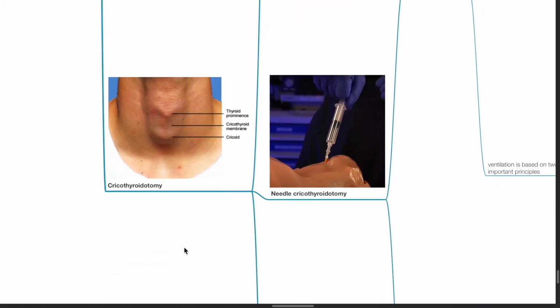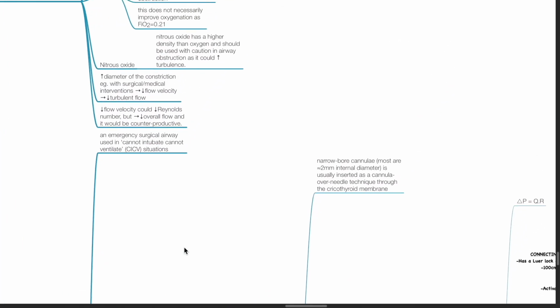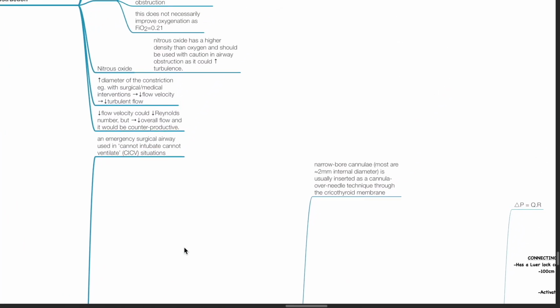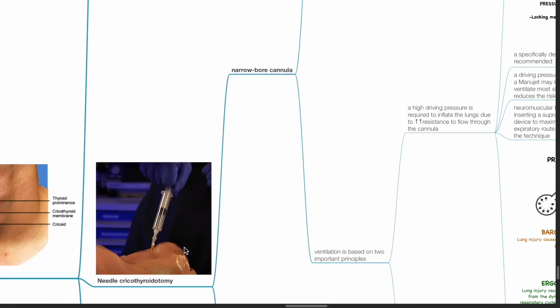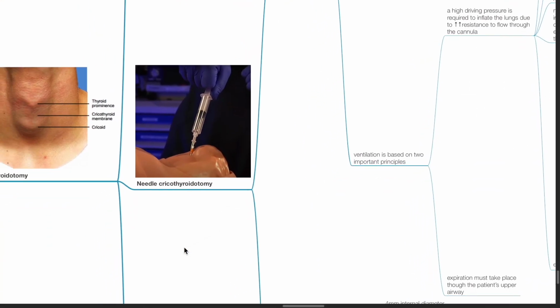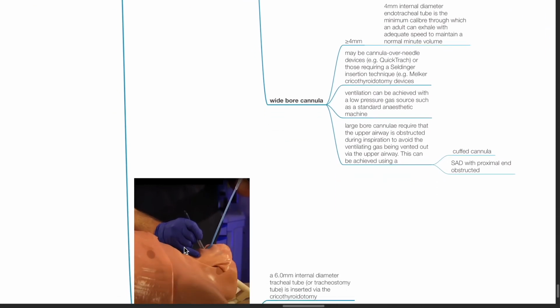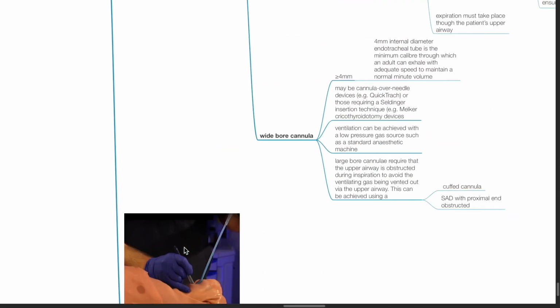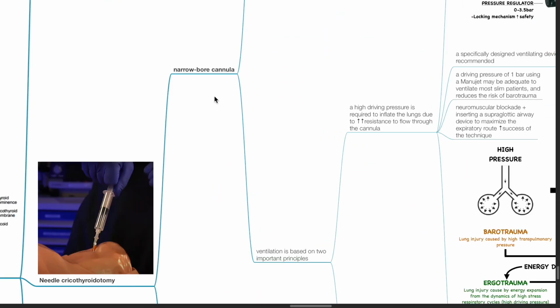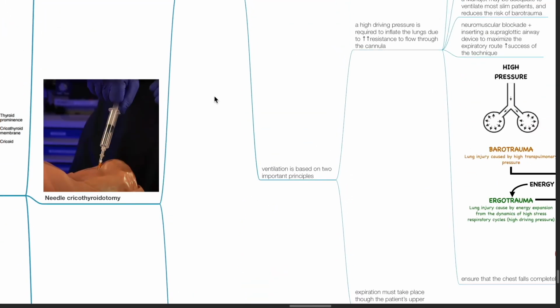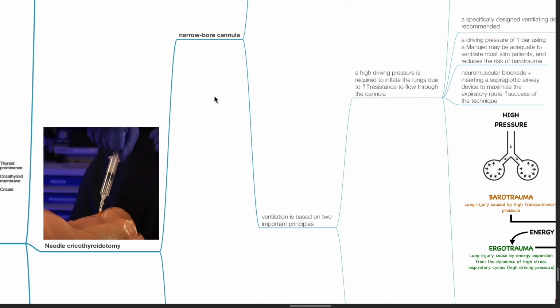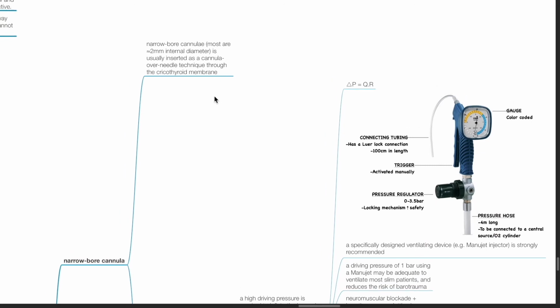Cricothyroidotomy. This is an emergency surgical airway used in cannot intubate, cannot ventilate situations. It could be needle cricothyroidotomy or surgical cricothyroidotomy. A narrow bore or wide bore cannula can be used during needle cricothyroidotomy. Narrow bore cannulae, most are about 2 mm internal diameter, are usually inserted as a cannula over needle technique through the cricothyroid membrane.